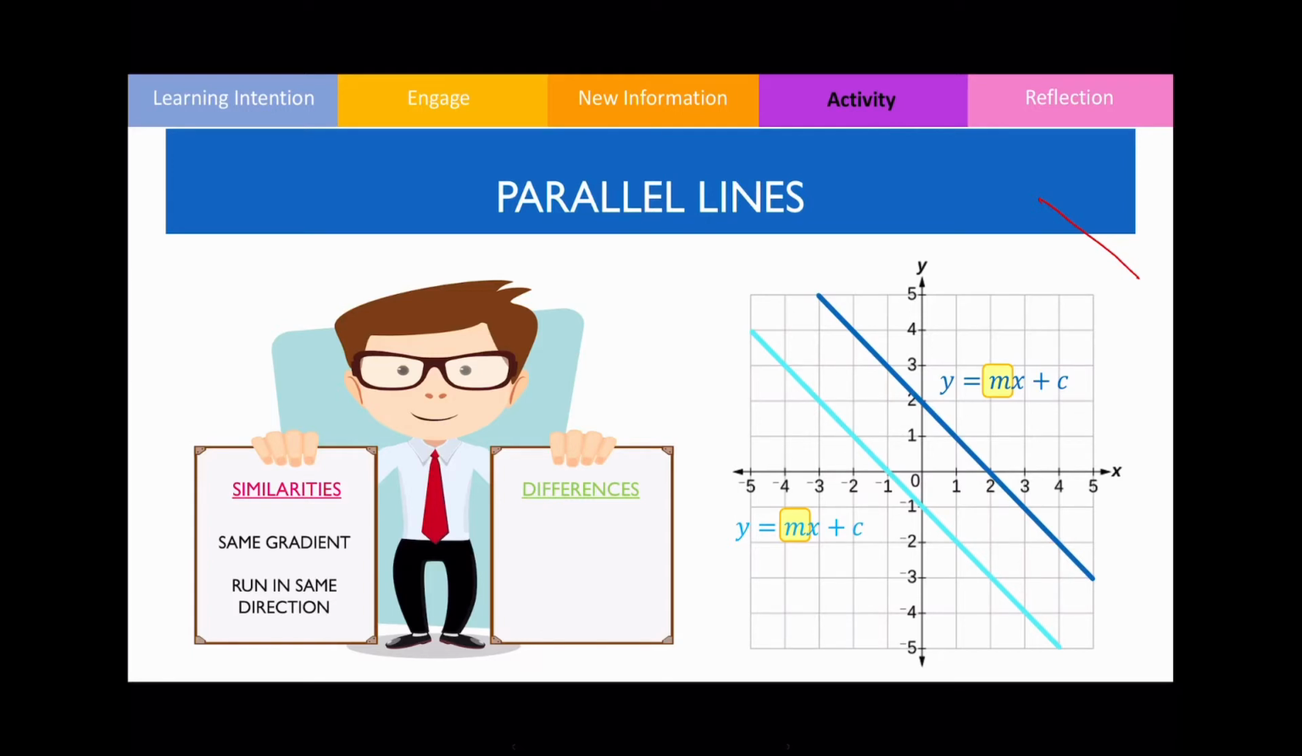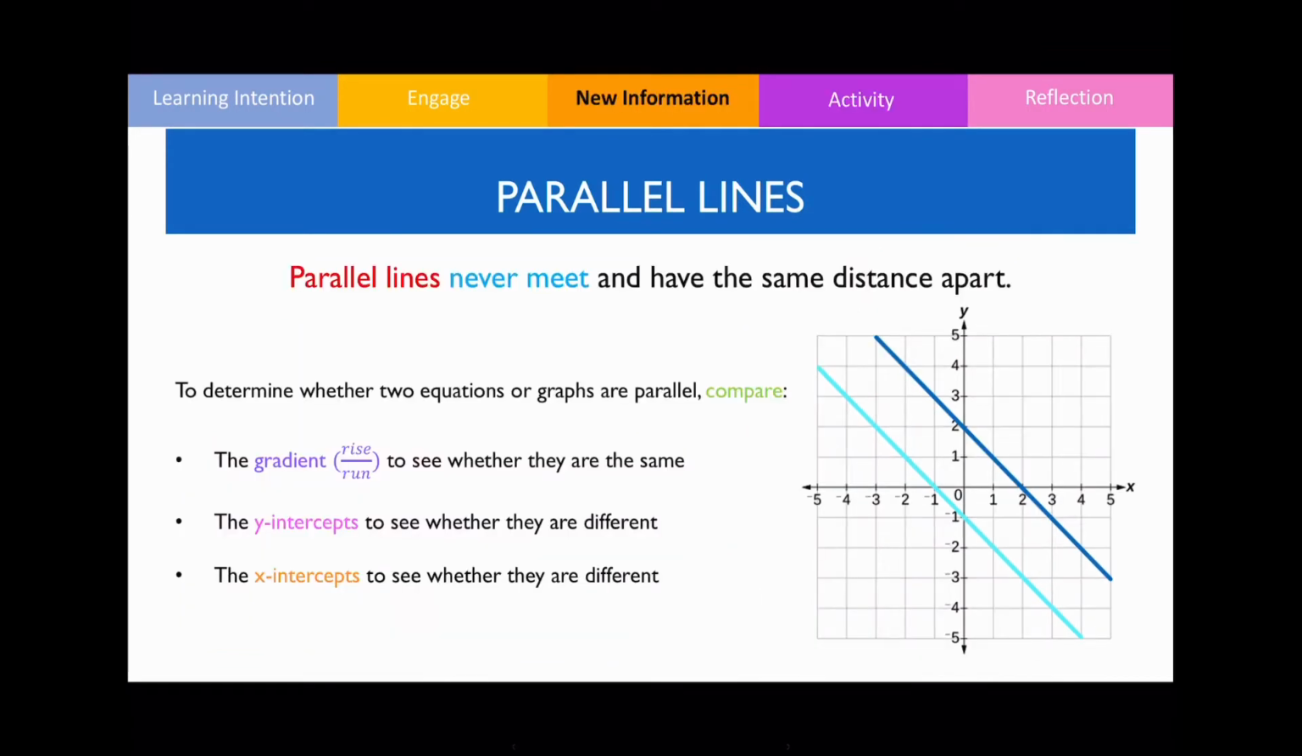Now, the differences: you can clearly see that they have different y-intercepts as well as different x-intercepts. So your c values for parallel lines are not the same, but your m values for the two lines will be equal to one another. We already said that parallel lines are lines that never meet, so they never intersect and stay the same distance apart. In order to work out whether two equations or two graphs are parallel, we need to compare the gradient, the rise over run, to see whether they're the same.